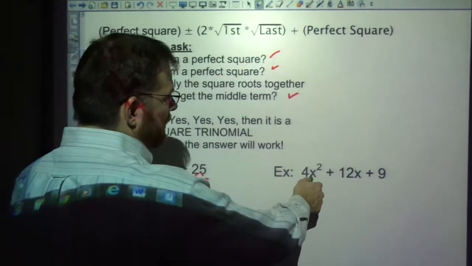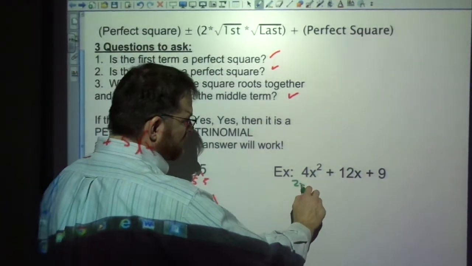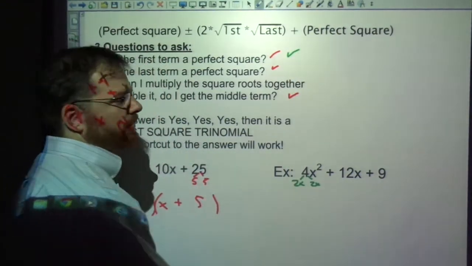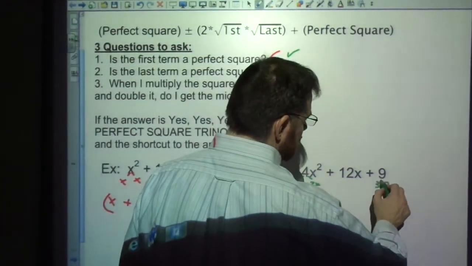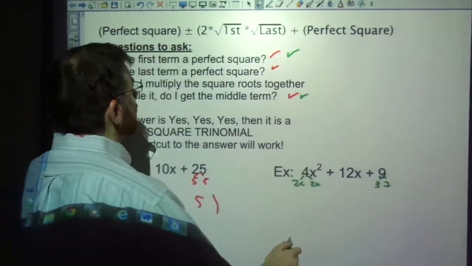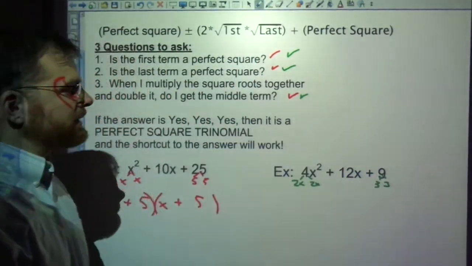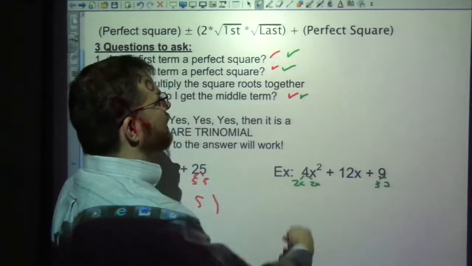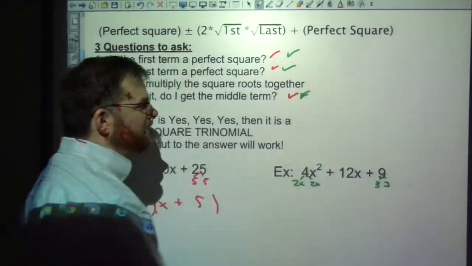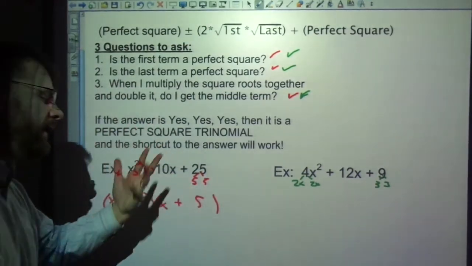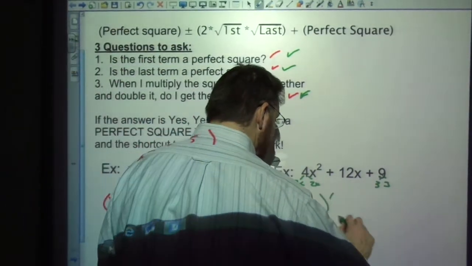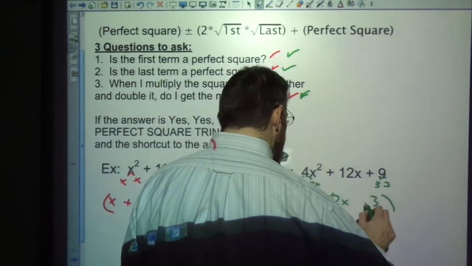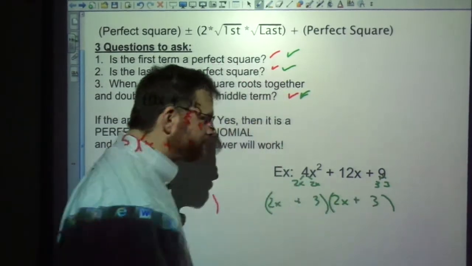Is the first term a perfect square? Yes, because 2x times 2x is 4x squared. Is the last one a perfect square? Well, yes, because 3 times 3 is 9. Oops. Is the middle term the right thing? If I multiply these, that's 6x, doubled is 12x. Okay, good. Yes, it is. So this is a perfect square trinomial. Awesome. So I can go straight to my answer. 2x, 2x, 3, 3, plus, plus.